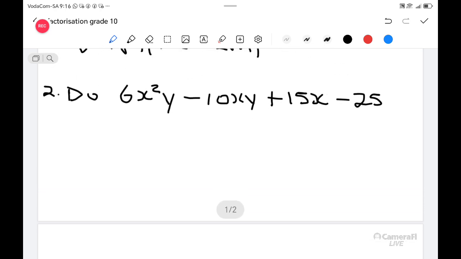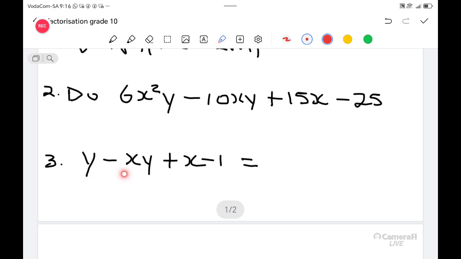So the next example, number 3. Example 3. What do we do? Now we have a different one, y minus xy plus x minus y. So they want us to factorize this one. But when we check, how many terms do we have? We have 1, 2, 3, 4 terms. This one is interesting. And then we can group these 2 terms.